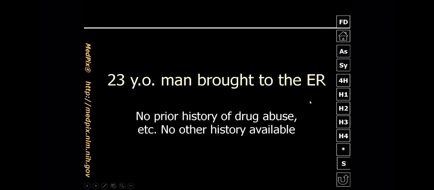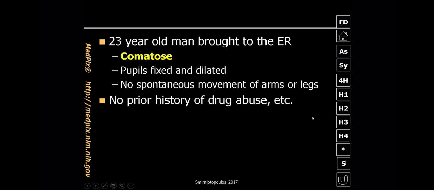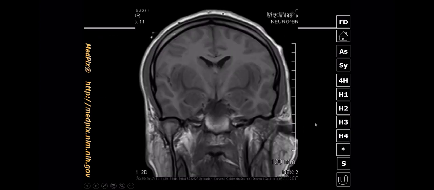A 23-year-old man is brought to the emergency room. Again, no prior history of drug abuse. No other history is available. He's comatose, and he has an MR set of images done.